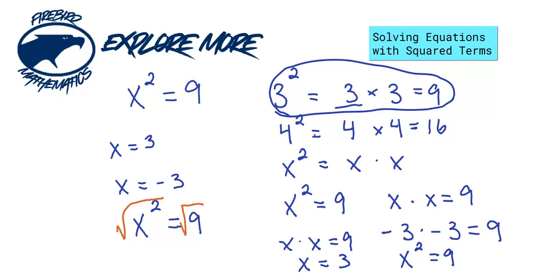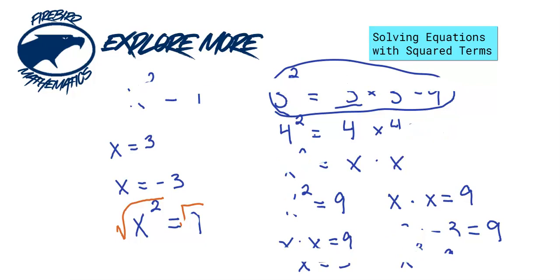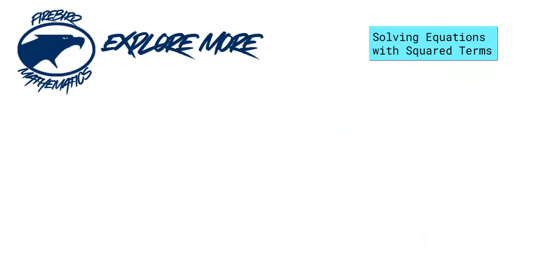Okay, so let's look at some other examples here. What if our equation has more to it than just an x squared term? Maybe we have something like 2 times x squared minus 1 equals 17.